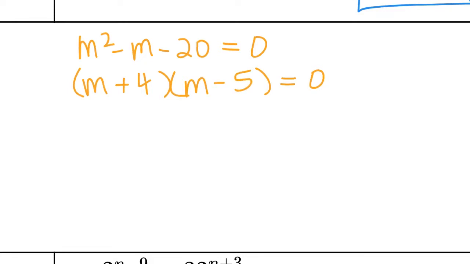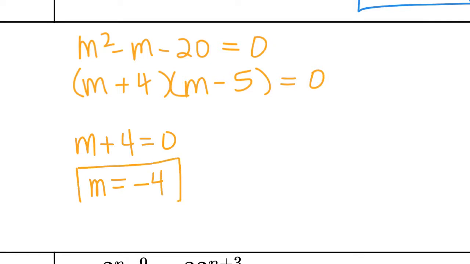Now all we have to do is set each one equal to 0. So m plus 4 equals 0, which means that m would be -4. M minus 5 equals 0, which means that m would equal +5.